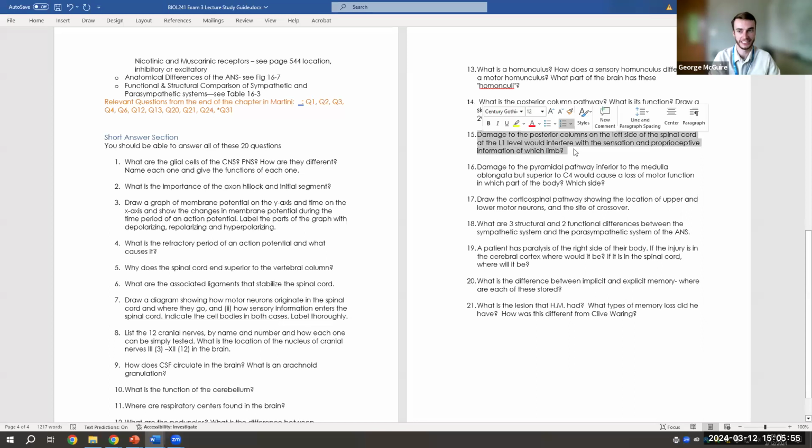Anyways, let's start with 15. The scenario described is that there is damage to the posterior columns on the left side of the spinal cord at the L1 level. It's asking which limb would have interference with its sensation and proprioception. There's damage on the posterior columns, left side of the spinal cord at L1. This is going to interfere with sensation and proprioception from which limb? So, someone share how they went about addressing this question, or some insight into your thought process.